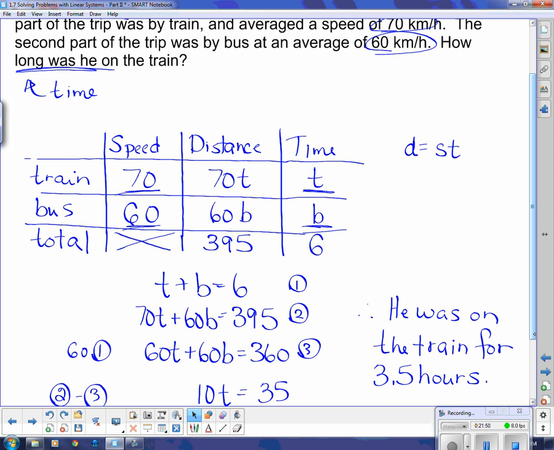Now, sometimes you might be asked for distance. It is actually always easier to put your variables in time, even if they ask you for distance, because once you've solved for time, you know that distance equals speed times time, so you can just plug it into that equation. So just be careful of that. It's usually easier when you have total distances and things like that to put your variables in time, even if they're asking for distance. And this video's run a little long, but that's it for today.